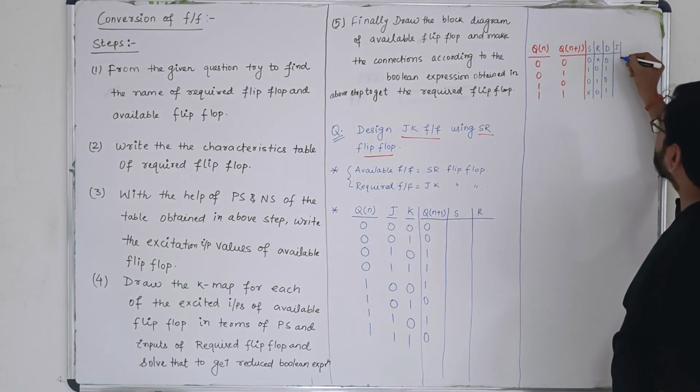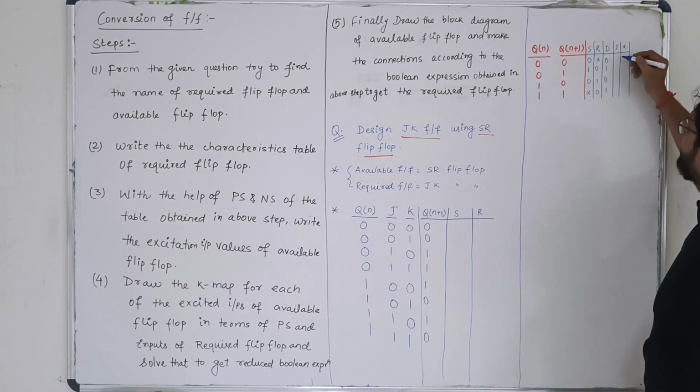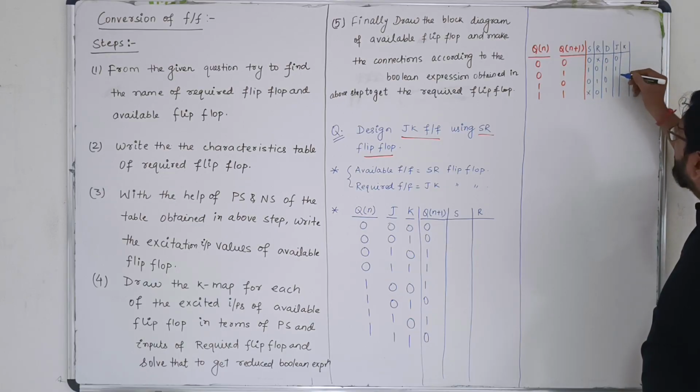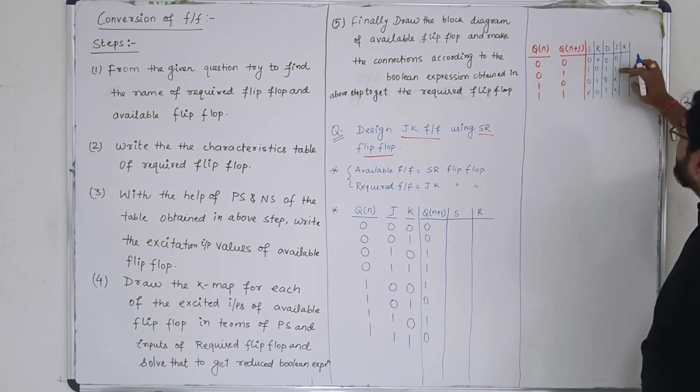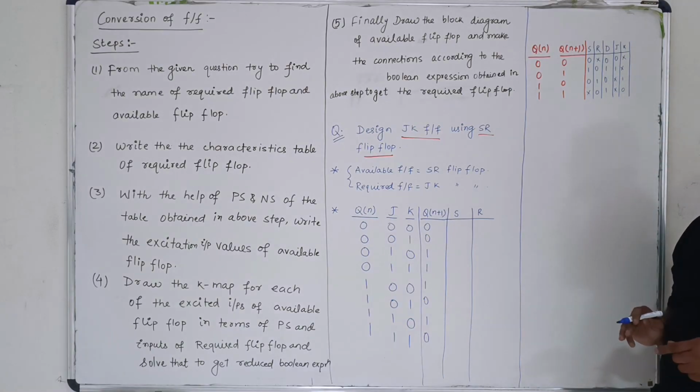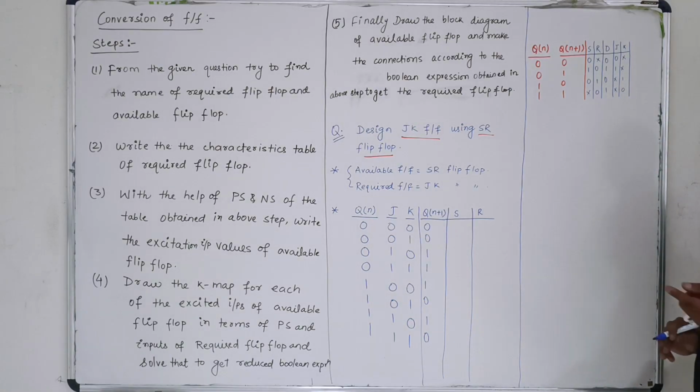Then you need to go for JK. For JK, you just remember this, SR, the same thing. Here it was remembered as 0, 1, 0, cross. Here it will be 0, 1, cross, cross. And from the bottom, 0, 1, cross, cross. That's it. This is the excitation table of JK.